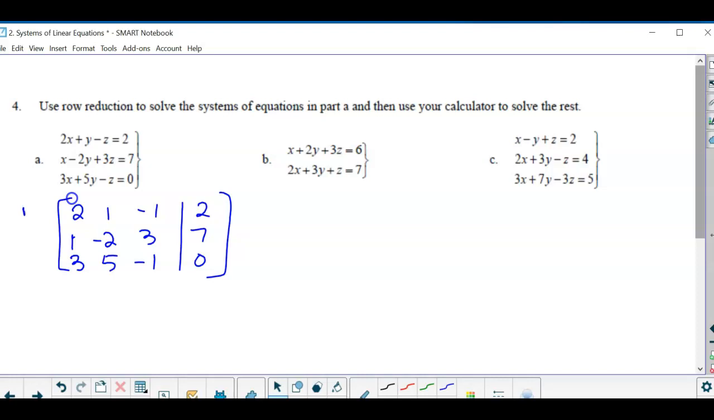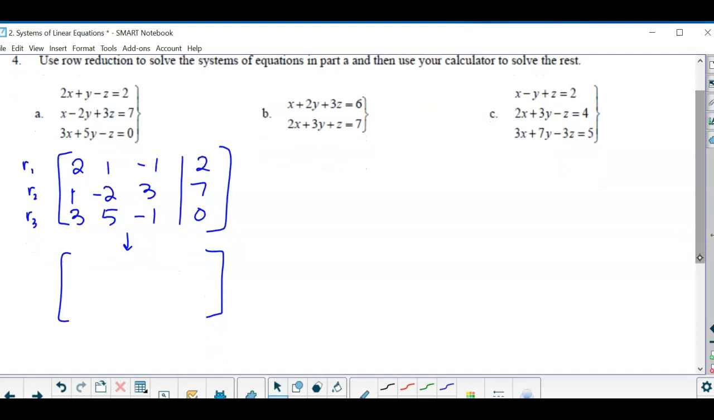Okay, so call this R1, R2, R3. Then next step is to make these zeros. Now what you can do is make this 1 to start. You can go all the way, but I'm not asking you. Just row reduction, not row echelon form where it has to be 1s, not row reduced echelon form, where it has to be 1s, 0s, and 0s there. So basically, I'm just asking you to make these zeros.